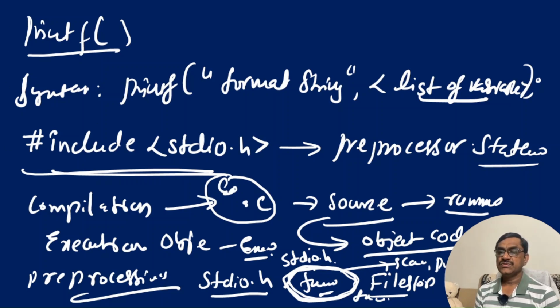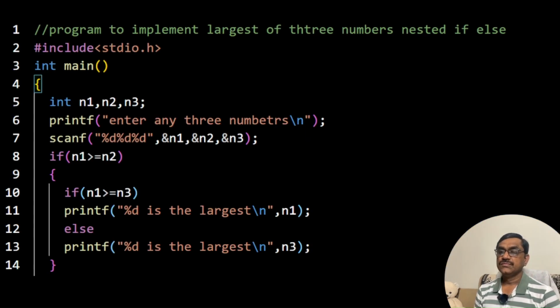Now, after completing these two important input and output statements, let us go to the last class program we have written. In the last class, we wrote a program to implement the largest of three numbers using nested if else. In the previous class, I directly executed it and showed the output. But I thought you need a clear explanation of how the instructions are executed one by one. So let us have a discussion.